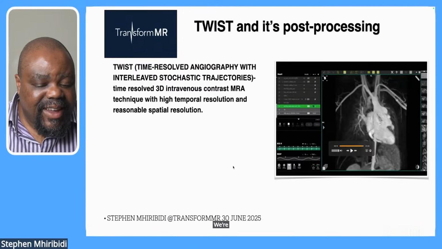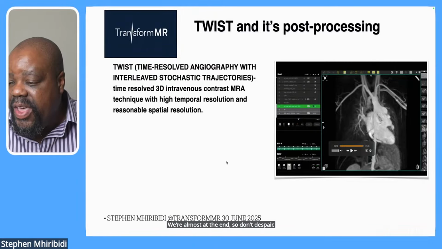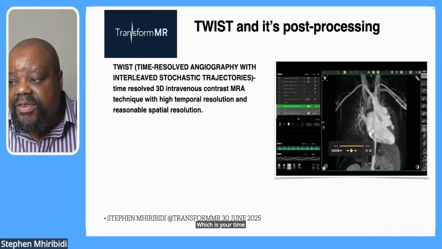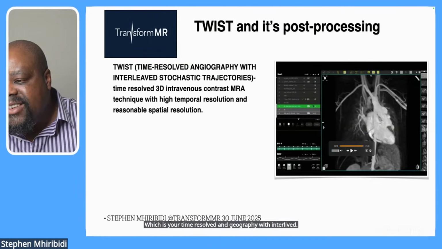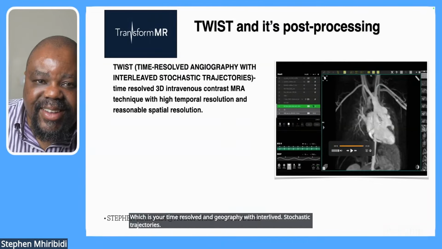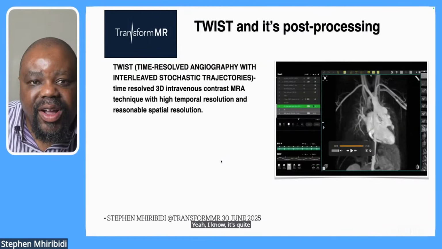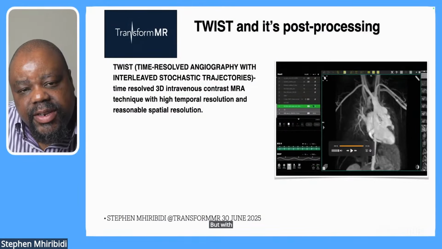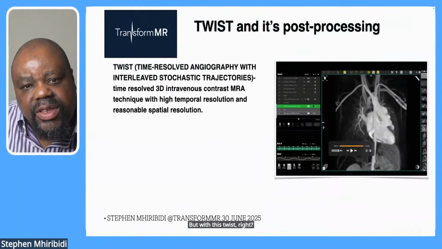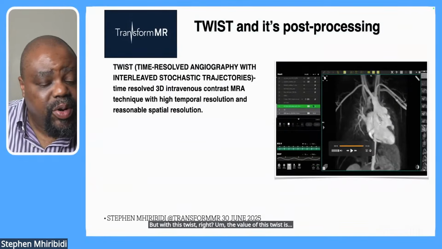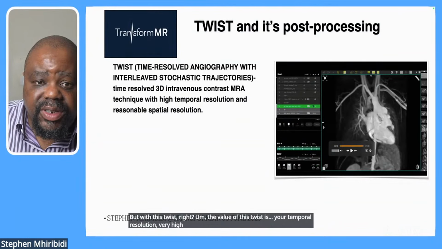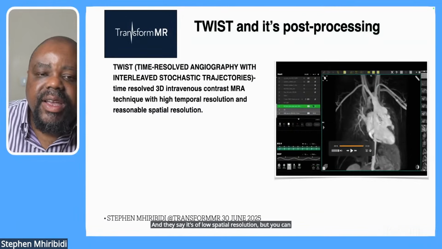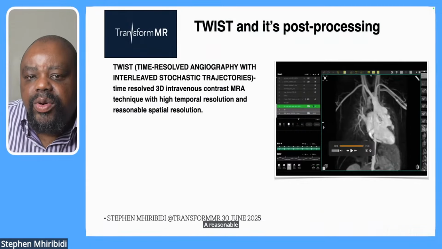We're almost at the end, so don't despair. And then we've got our TWIST, which is your time-resolved angiography with interleaved stochastic trajectories. Yeah, I know it's quite a lot to take in. But with this TWIST, the value of this TWIST is your temporal resolution, very high temporal resolution. And they say it's of low spatial resolution, but you can make it a reasonable spatial resolution.